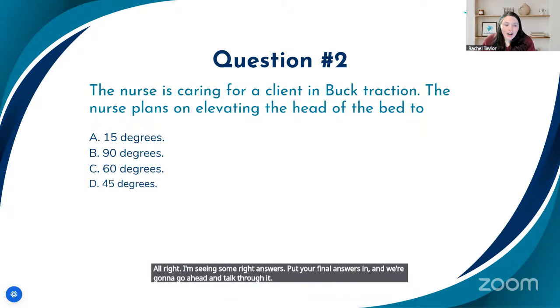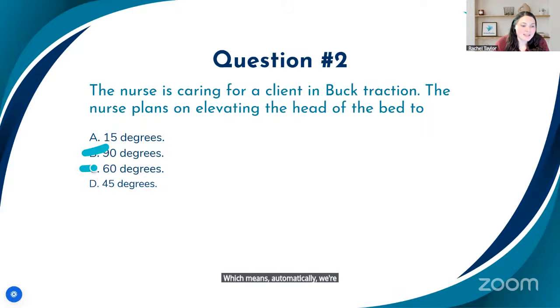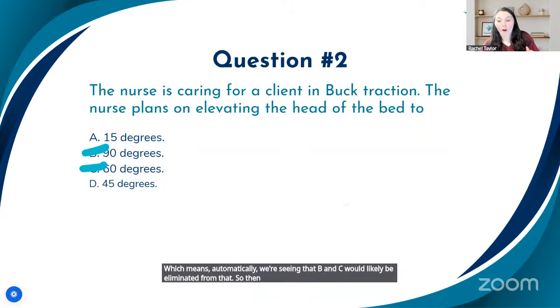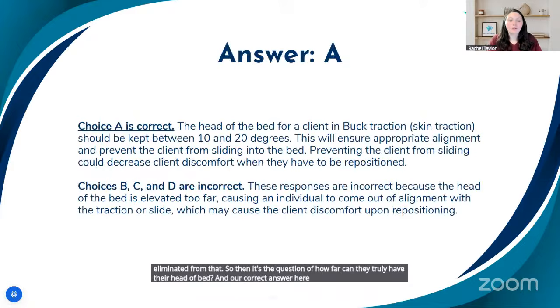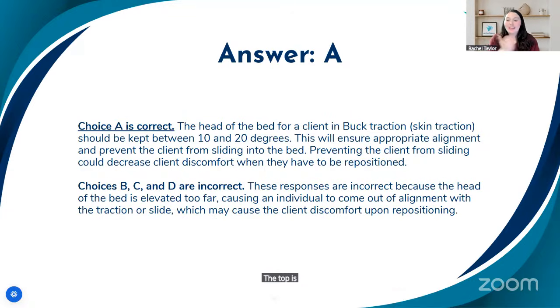So with Buck's traction, we do not want them sitting up, right? It wouldn't even make sense. They couldn't even be in Buck's traction if they're really sitting up, which means automatically we're seeing that B and C would likely be eliminated. So then it's the question of how far can they truly have their head of bed? And our correct answer here is A. It can only be at 15 degrees. The top is 20 degrees. We cannot go higher than 20 degrees.